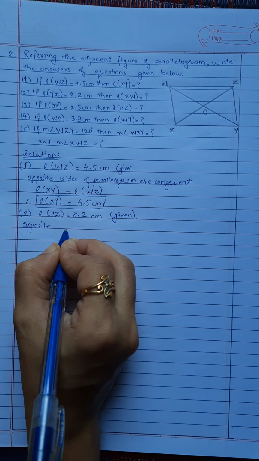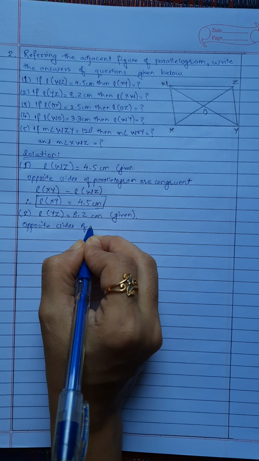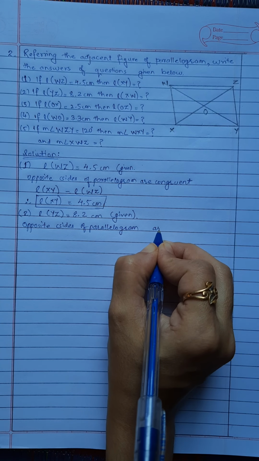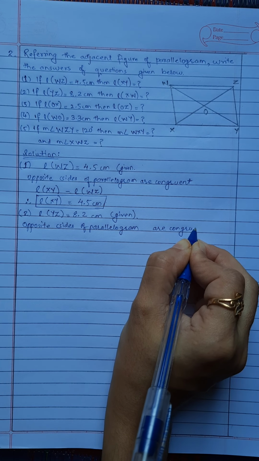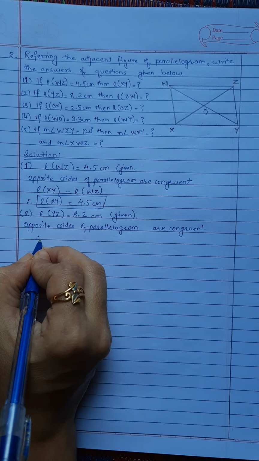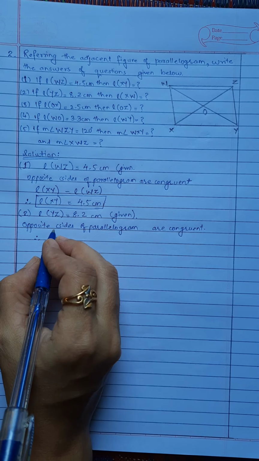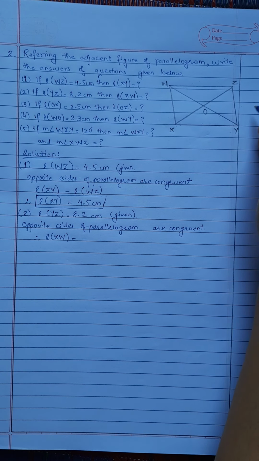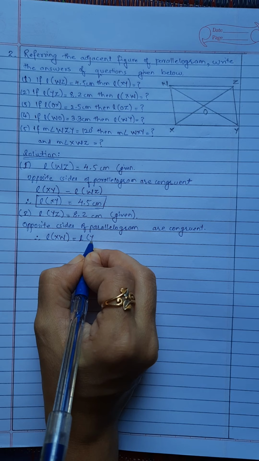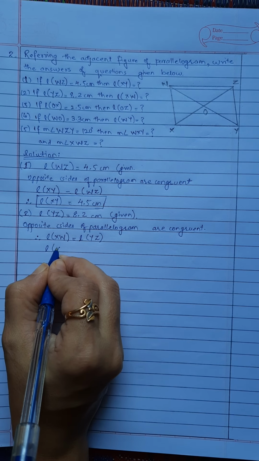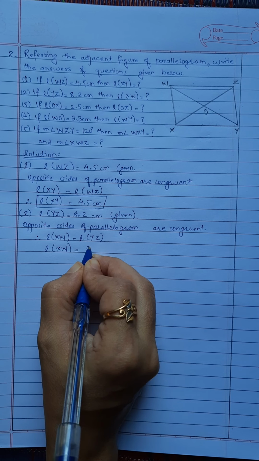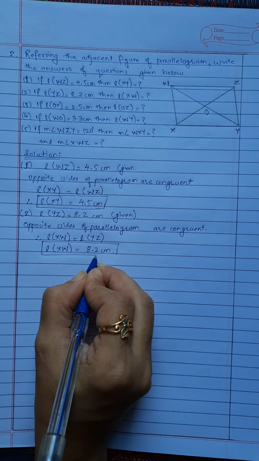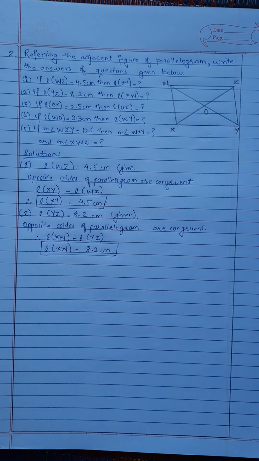Opposite sides of a parallelogram are congruent. Therefore, the length of XW will be equal to the length of the given part, that is YZ. Length of YZ is 8.2 centimeters, so the length of XW will be equal to 8.2 centimeters, which is opposite to the given length, that is YZ.